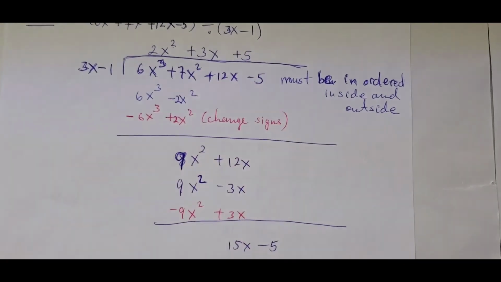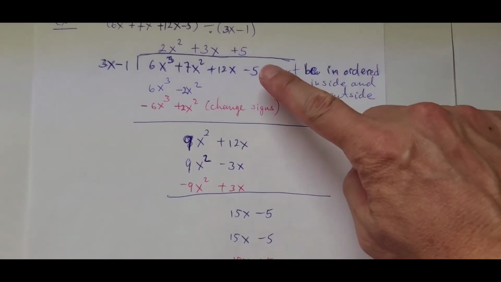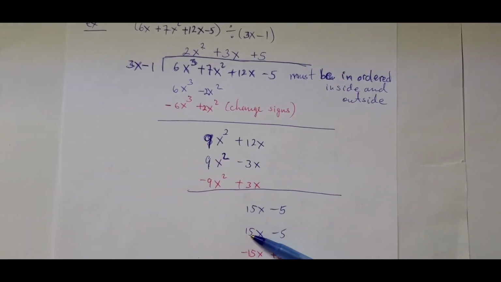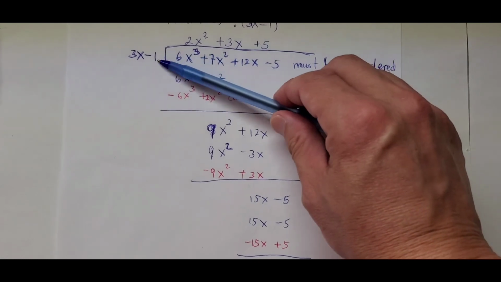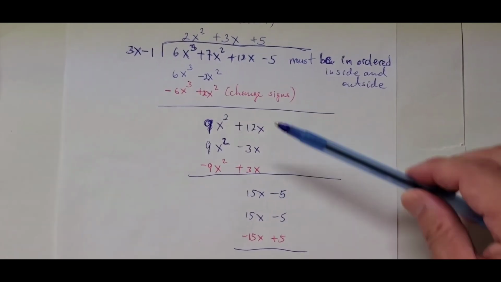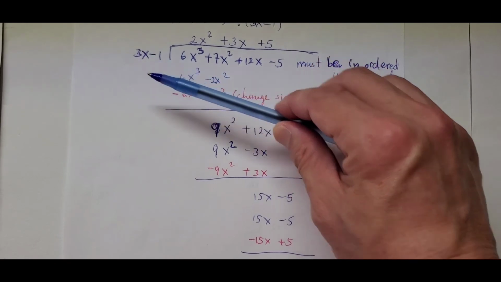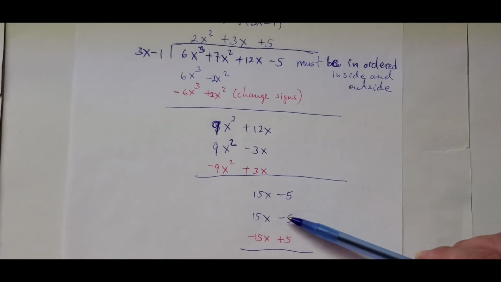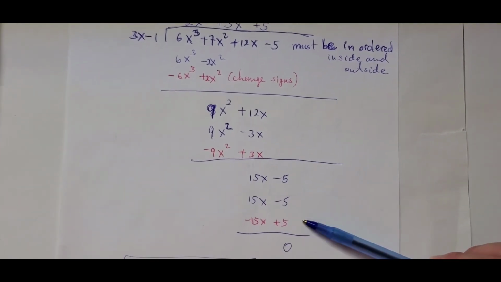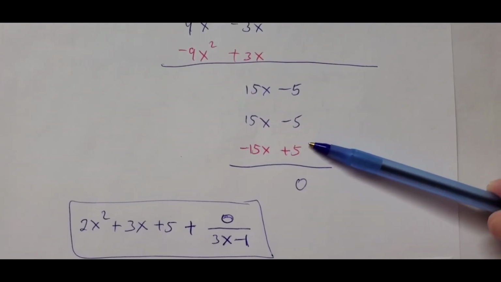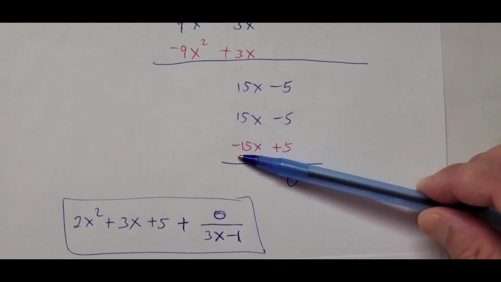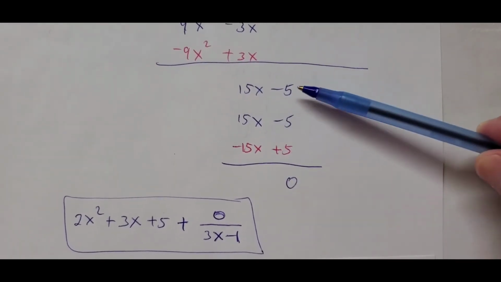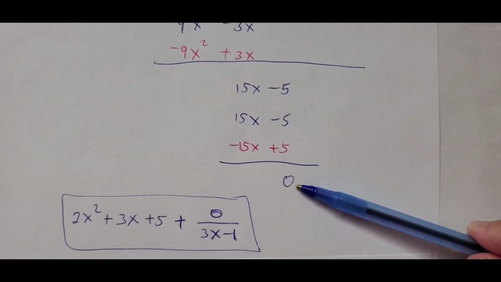All right, multiply. So here we go. 5 times 3x, 15x. 5 times -1, -5. Remember to change the sign. So plus into minus, minus into plus. And this one, 15 subtract 15 is gone. Negative 5 plus 5, it's 0.